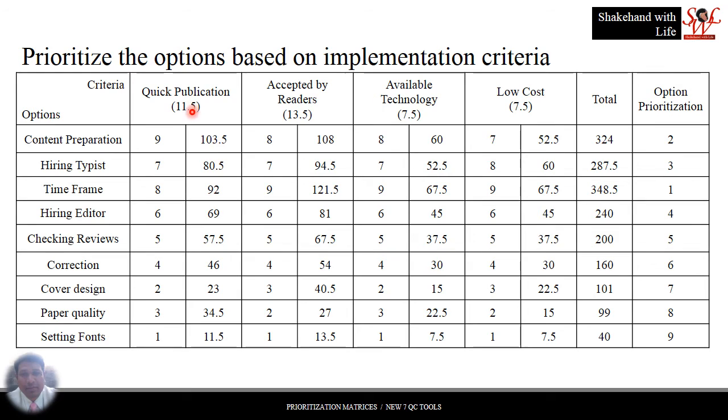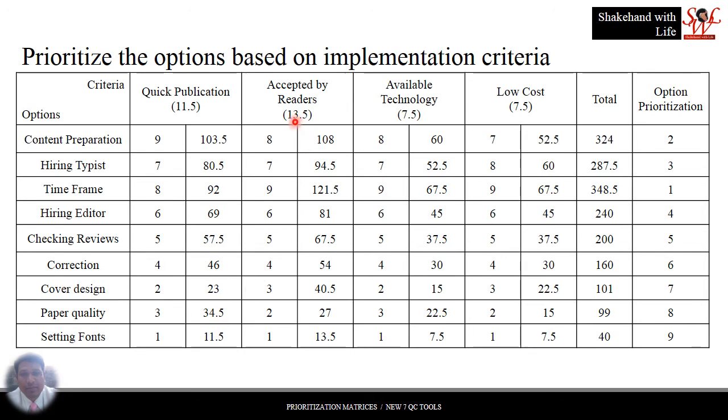9 multiplied by 11.5 is 103.5, and similarly 7 multiplied by 11.5 is 80.5, 8 multiplied by 11.5 is 92, 6 multiplied by 11.5 is 69, 5 multiplied by 11.5 is 57.5, 4 multiplied by 11.5 is 46, 2 multiplied by 11.5 is 23, 3 multiplied by 11.5 is 34.5, 1 multiplied by 11.5 is 11.5.